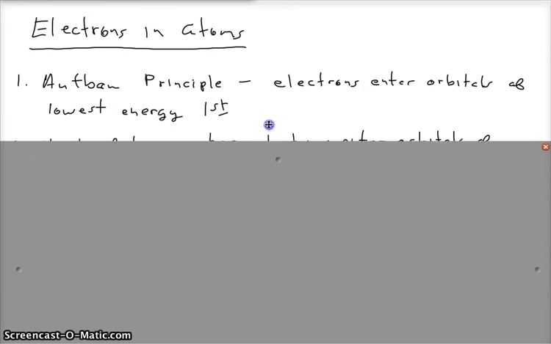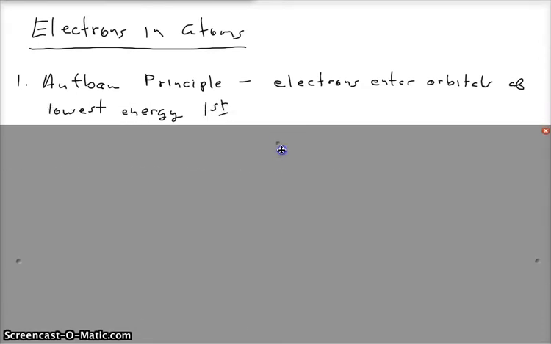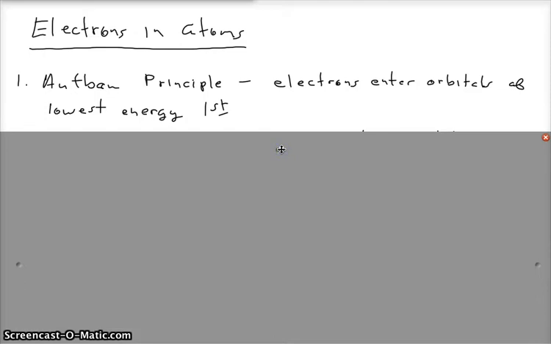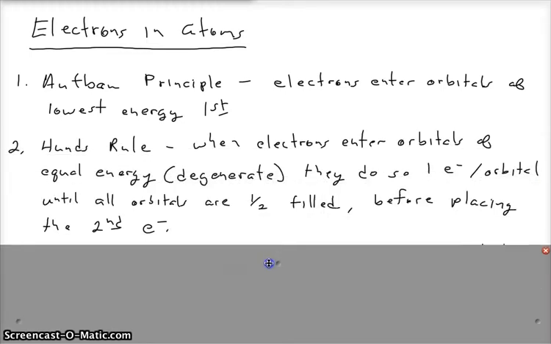The first one is the Aufbau principle, AUFBAU principle. And in my writing, it's not the neatest writing. This principle says electrons enter orbitals of lowest energy first. And you already know this whether you realize it or not because you did this already. But electrons enter orbitals of lowest energy first. That's the Aufbau principle.